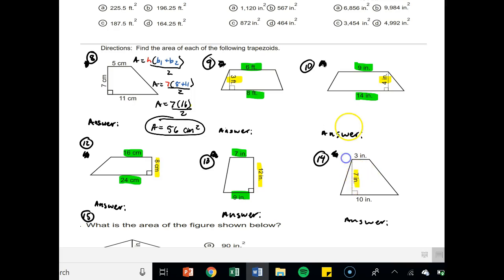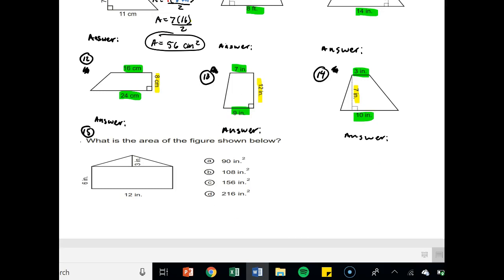And finally 14, what would your height be? And what would your base 1, base 2 be? And basically, you're plugging those numbers into that formula right there. Always make sure you circle your answers.